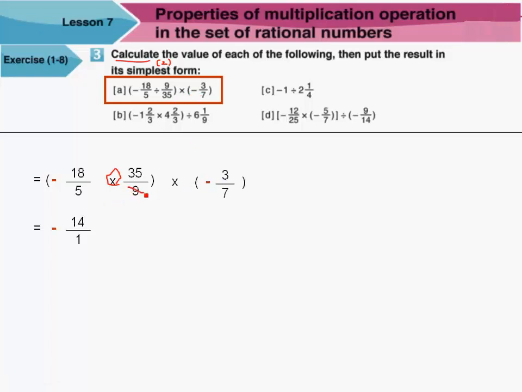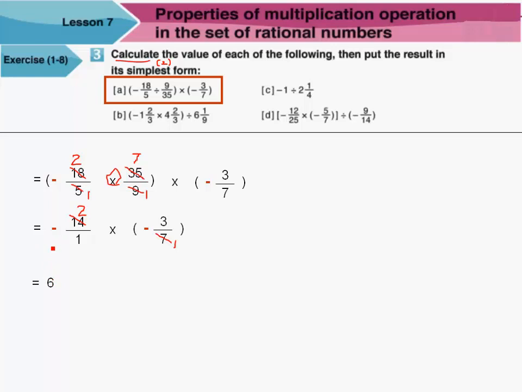So we can eliminate this: 9 divided by 9 is equal to 1. 18 divided by 9 is equal to 2. And 5 divided by 5 is 1. 35 divided by 5 is equal to 7. So this will be minus 2 times 7 is 14, 1 times 1 is 1. Multiply by minus 3 over 7. Divide 7 by 7, which is 1. And 14 divided by 7 is 2.